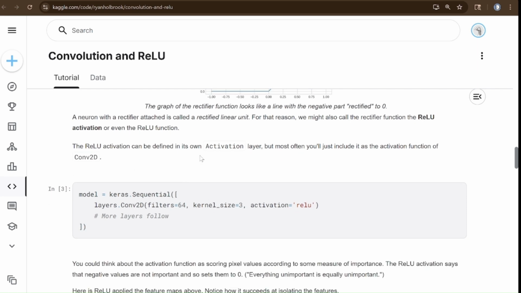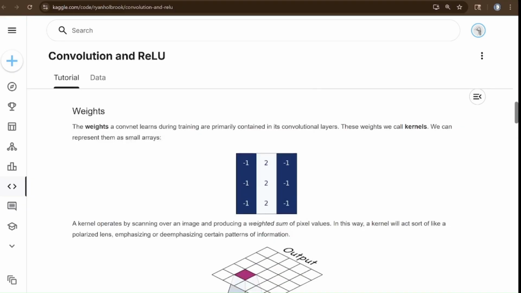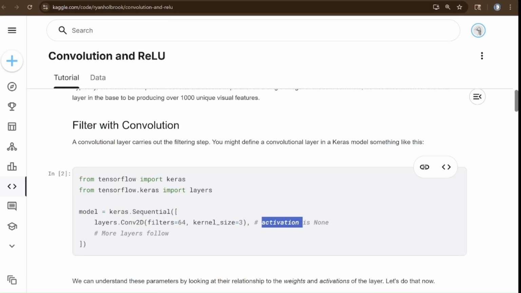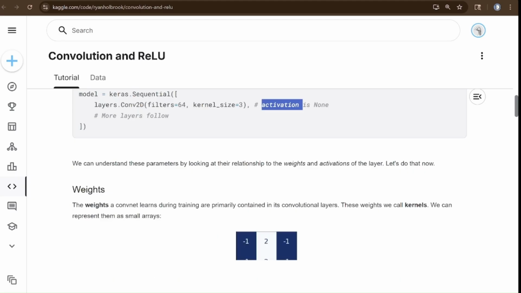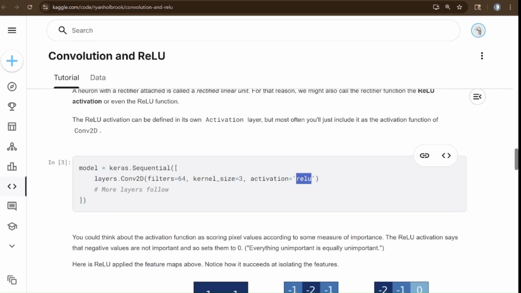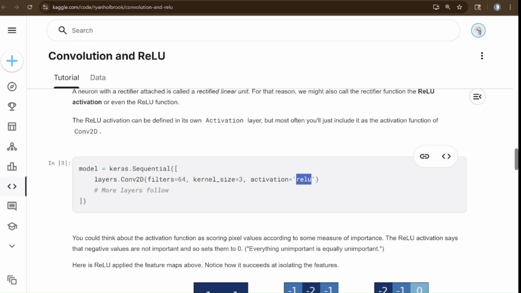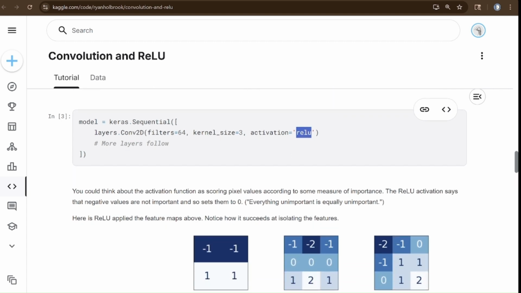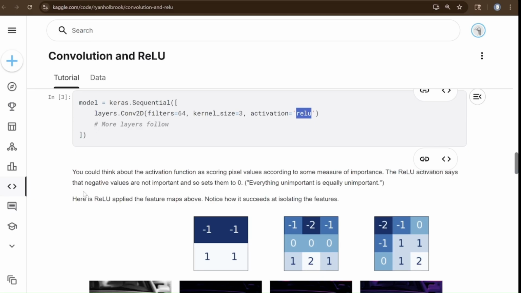The ReLU activation function can be defined in its own activation layer. See, this one is here. You have given activation is none, so there is no activation. But it's the same thing, you have just changed the activation equal to ReLU. The same code you can see: keras.Sequential, convolutional layer giving 64 filters, kernel size is 3. You are just adding activation equal to ReLU. Fine. Now you could think about the activation function as scoring pixel values according to some measure of importance. The ReLU activation says the negative values are not so important, so it sets them to 0.